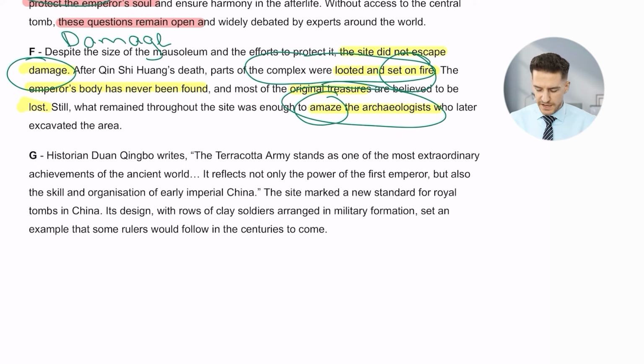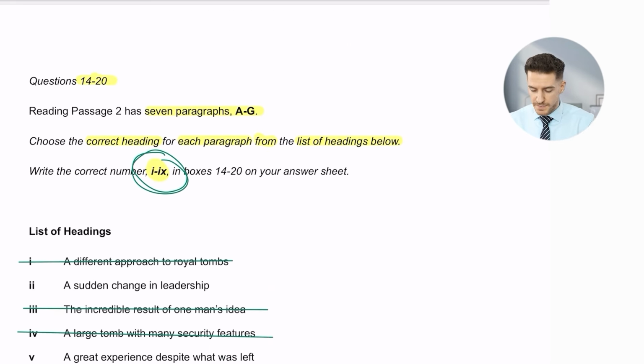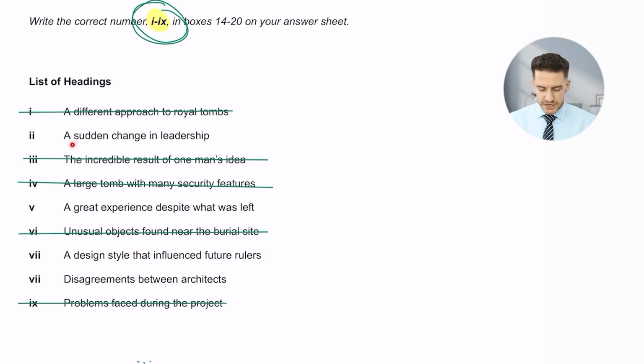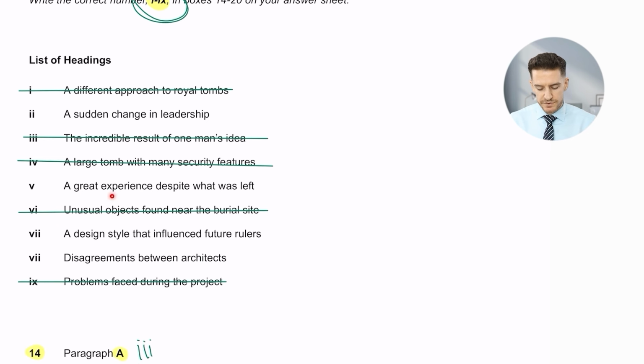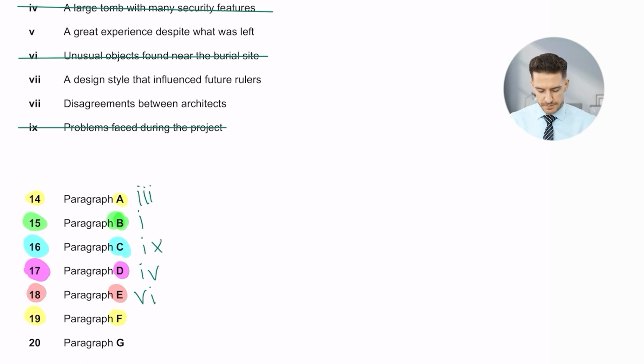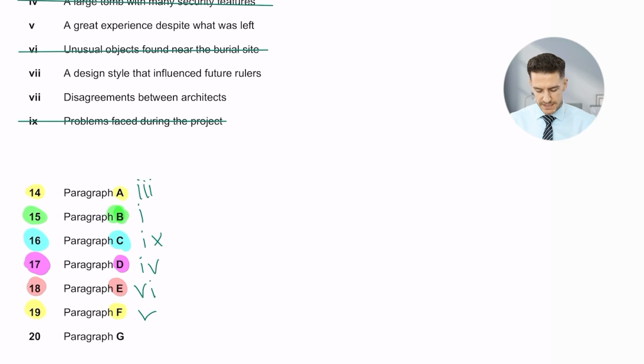So let's go back down, and I believe I remember something about that. A sudden change in leadership, no. A great experience despite what was left. Well, that looks quite good. A design style that influenced future rulers, no. Disagreements between architects, no. So the answer for that one will definitely be 5. So 19 is 5. So we can cross that off.